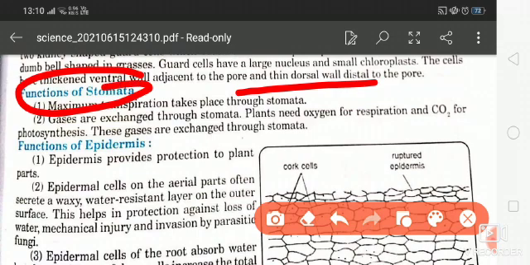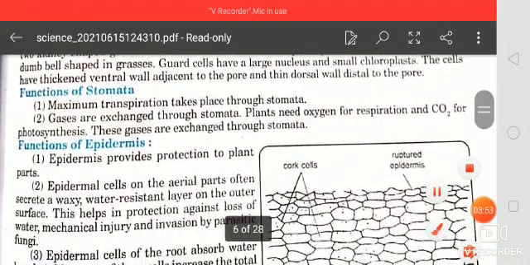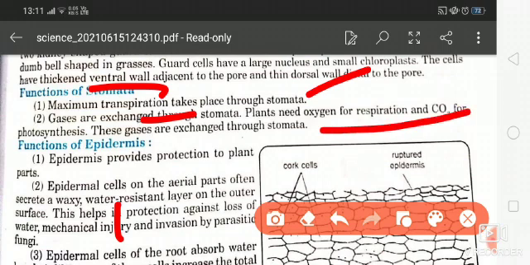Students, what is the function of stomata? It is very important. You studied stomata in our previous classes also, but here its function is very important. Maximum transpiration takes place through stomata, and transpiration means loss of excess water. Gases are also exchanged through stomata. Plants need oxygen for respiration and CO2 for photosynthesis, and these gases are exchanged through stomata.